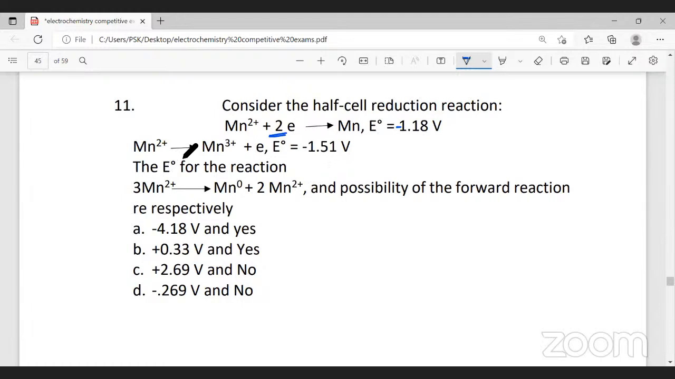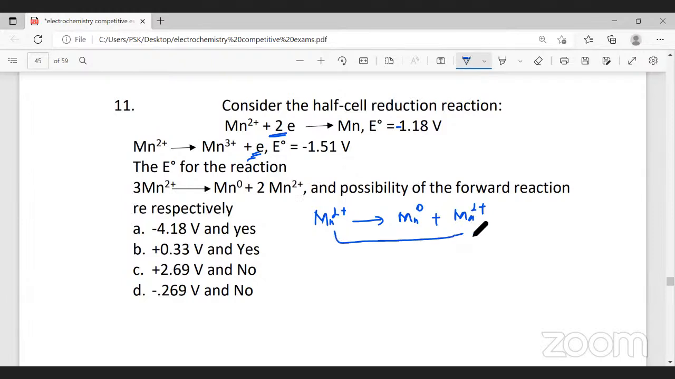And Mn2+ loses an electron and gets Mn3+, and the electrode potential is -1.5 volt. The E0 of the overall reaction, Mn2+ giving you Mn0 and Mn3+. Let's just observe this reaction firstly. I have not balanced the reaction. We will balance the reaction because it's given here.